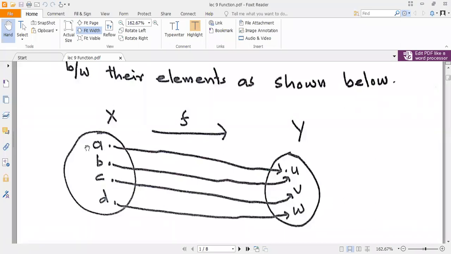It means in X, every element has only a unique image. The image of A is U. The image of B is also U. Means A's image is unique. Not that A has two images, just like U and V, or B has two images, maybe U, V, W. Every element of X has a unique image in this first example.